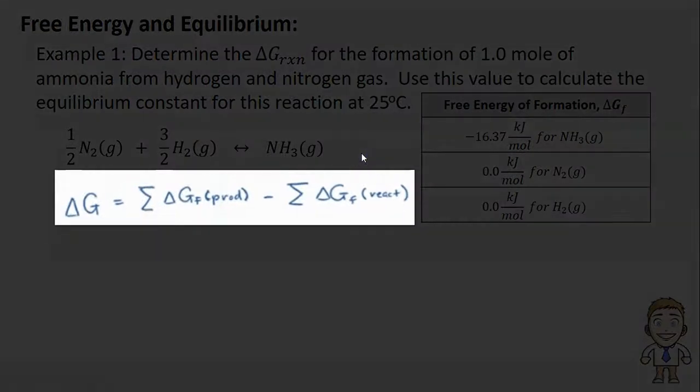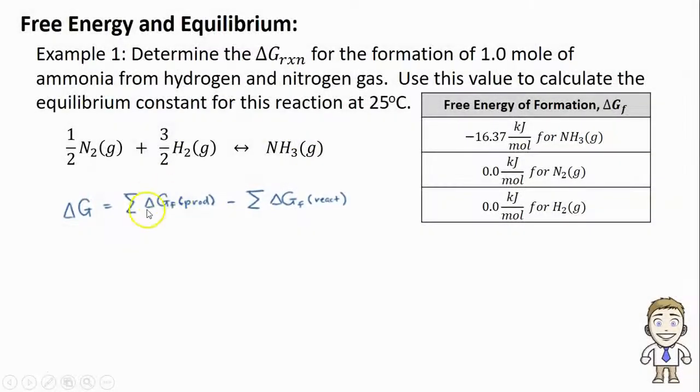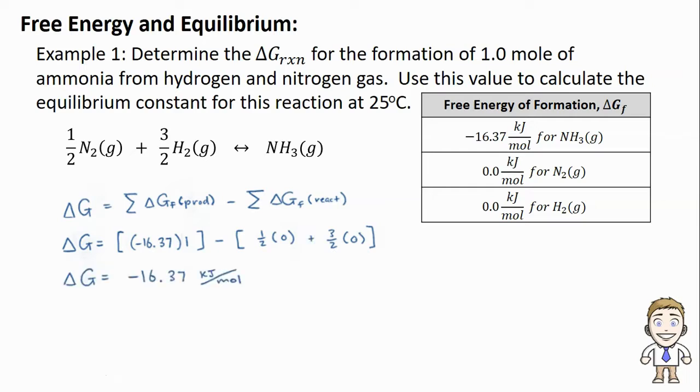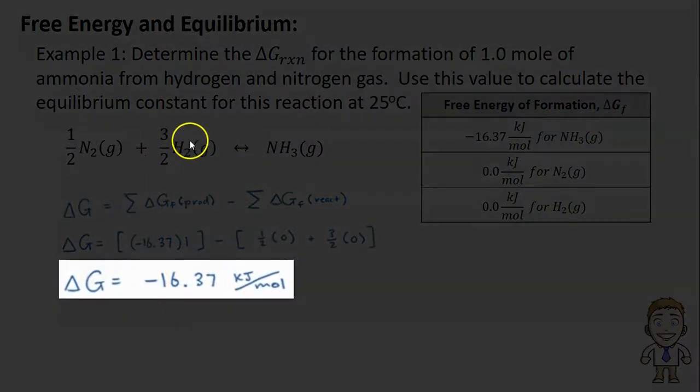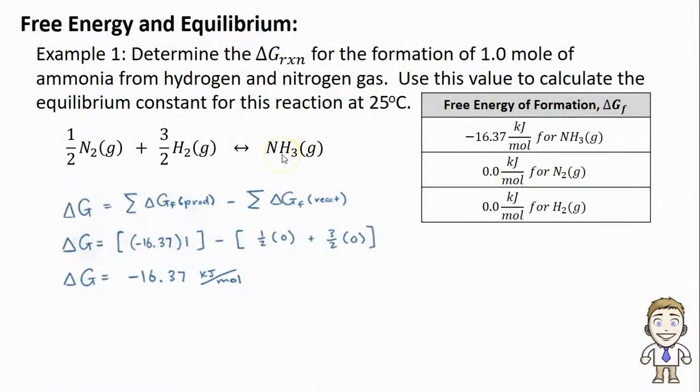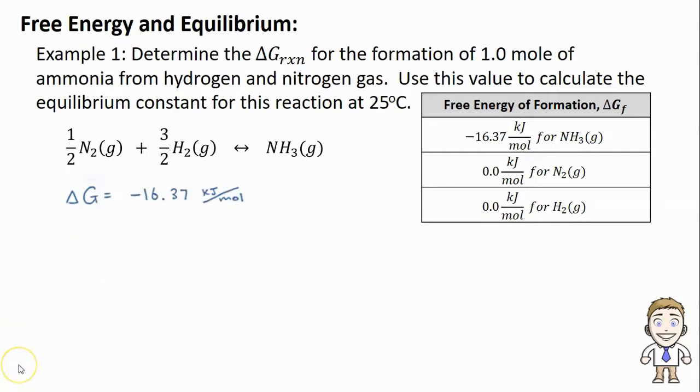Now I can use those to calculate the delta G for the reaction by taking the sum of those values of the products minus the sum of those values of the reactants, much like we would do with enthalpies of formation. Plugging everything in, I've got my product value minus my reactant values, which you'll notice are just 0 because they're elements in their standard state. I come up with a delta G of negative 16.37 kilojoules per mole. Right away I notice this is negative, meaning the reaction is spontaneous. So I'm expecting to make more products than reactants, a product favored reaction, and a K value larger than 1. Let's plug in that delta G to my new equation and see if that's true.